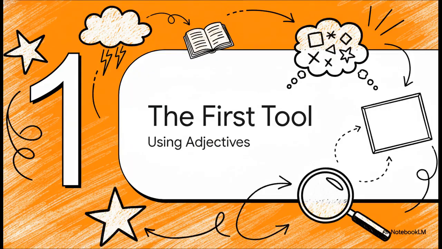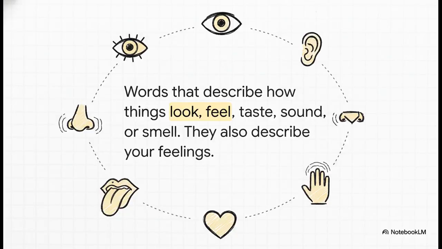All right, let's get into the good stuff. When you're writing one of these, you've got two main tools in your toolbox. Let's start with the first one, which is maybe the most important one, using adjectives. Think of adjectives as the words that describe how things look, feel, taste, sound, or smell. They are so powerful because they tap right into the reader's five senses. It's like you're painting with words.